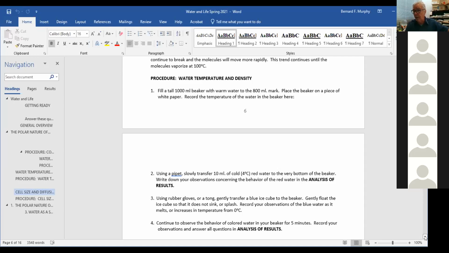Then we get some blue ice cubes that have a blue color in them, and we drop them in the warm water, and of course the ice floats because it's less dense. And as it melts, you can see the blue dropping down as it melts and warms up from 0 to 1 degree, 2 degrees. It drops right down to the bottom because when it gets to 4 degrees, it's most dense. And then it will warm up more and start becoming less dense, and it'll turn the whole beaker blue.